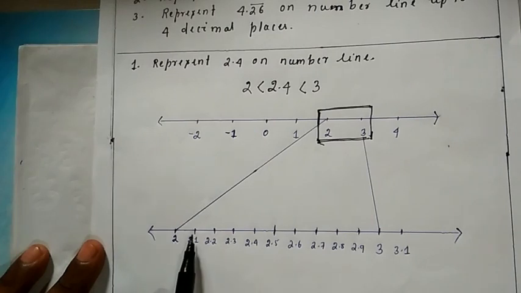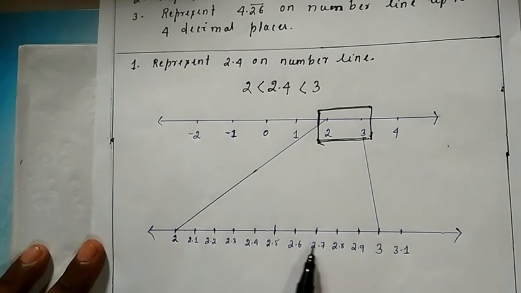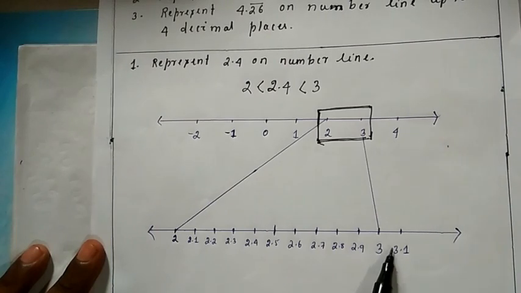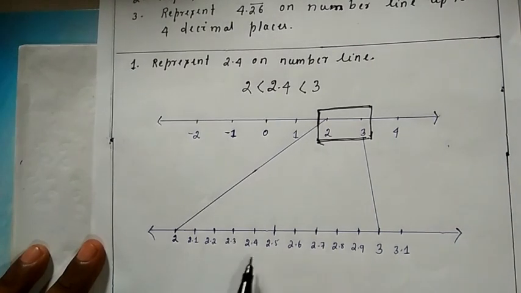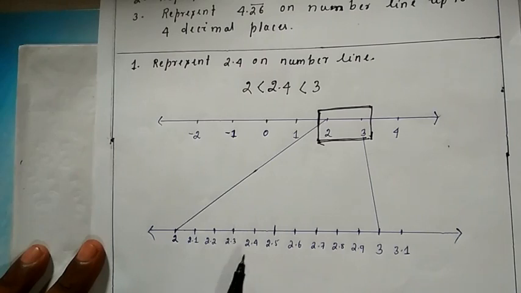Right from 2, the first part, the first division, you can say 2.1, second division 2.2, 2.3, 2.4, 2.5, 2.6, 2.7, 2.8, 2.9. Again right of 3 you will get 3.1, again 3.2, 3.3, 3.4 and so on. So I said 2.4 is greater than 2 and less than 3. So 2.4 you will get in between 2 and 3.